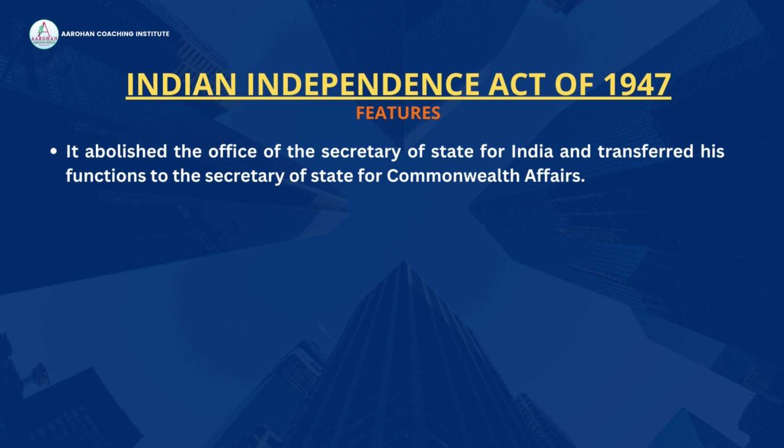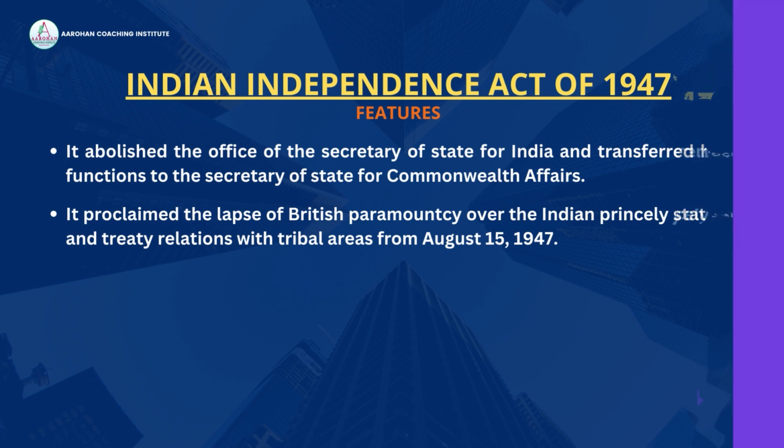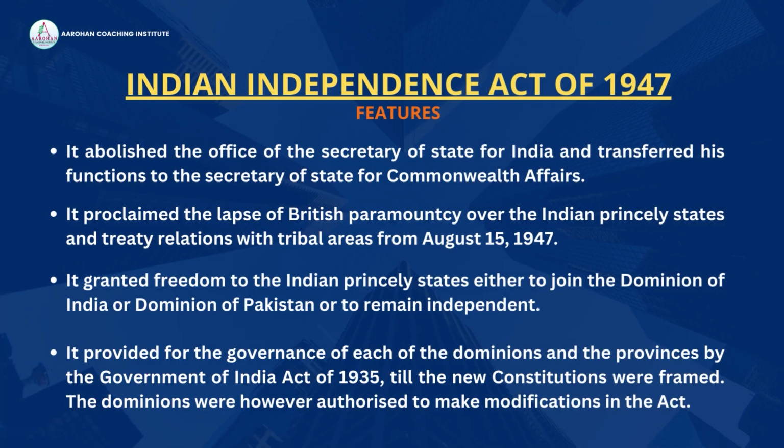It abolished the office of the Secretary of State for India and transferred his functions to the Secretary of State for Commonwealth Affairs. It proclaimed the lapse of British paramountcy over the Indian princely states and treaty relations with tribal areas from August 15, 1947. It granted freedom to the Indian princely states either to join the Dominion of India or Dominion of Pakistan or to remain independent. It provided for the governance of each of the dominions and the provinces by the Government of India Act 1935 till the new constitutions were framed. The dominions were, however, authorized to make modifications to the Act.